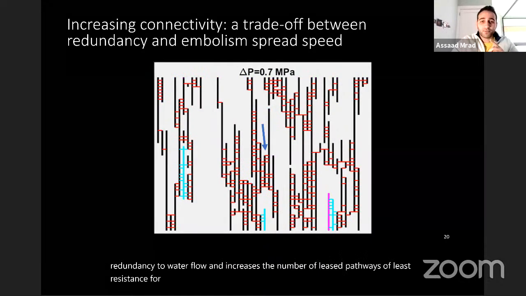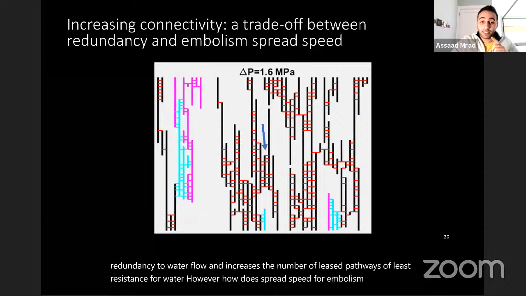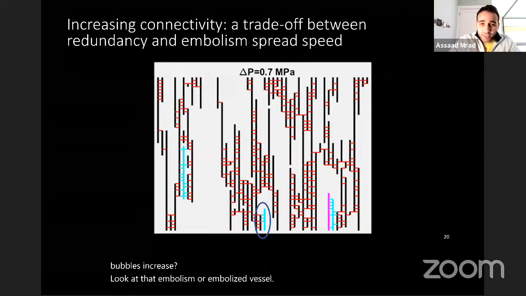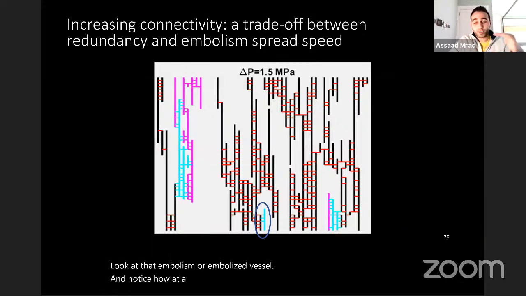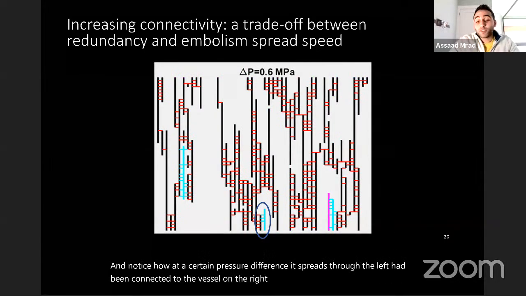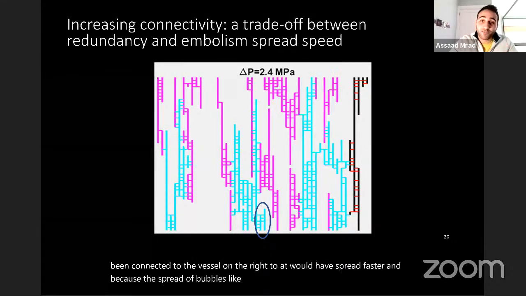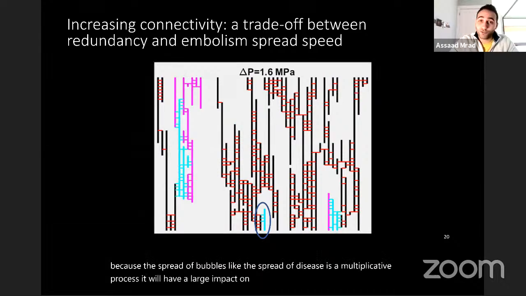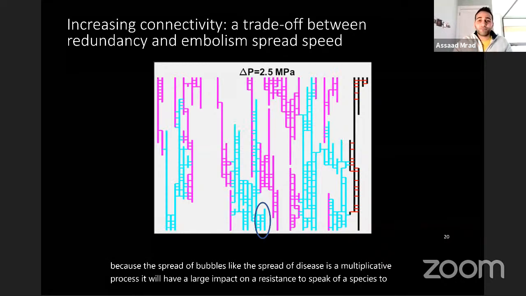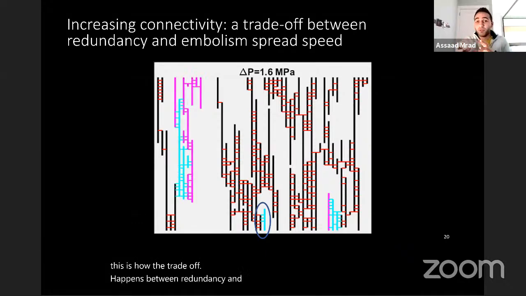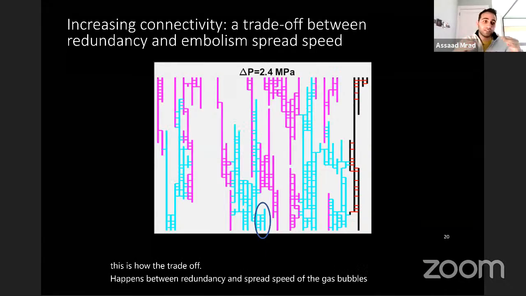However, how does spread speed for embolism or gas bubbles increase? Look at that embolism or embolized vessel. And notice how at a certain pressure difference, it spreads to the left. Had it been connected to the vessel on the right too, it would have spread faster. And because the spread of bubbles, like the spread of diseases, is a multiplicative process, it will have a large impact on a resistance of a species to drought. And so this is how the trade-off happens between redundancy and spread speed of the gas bubbles when connectivity increases.